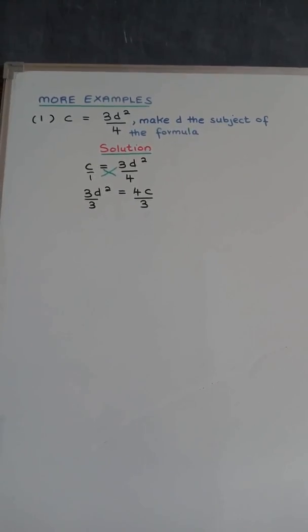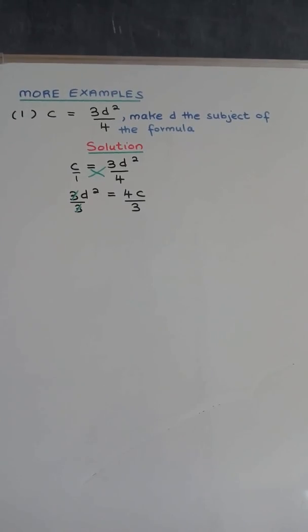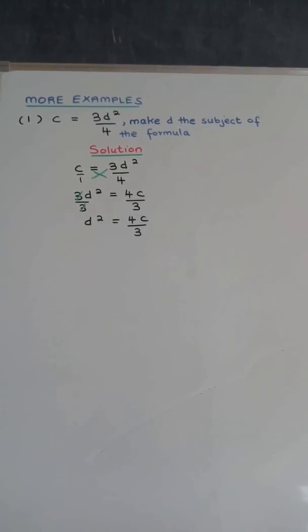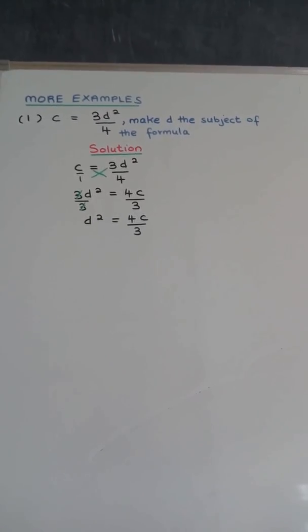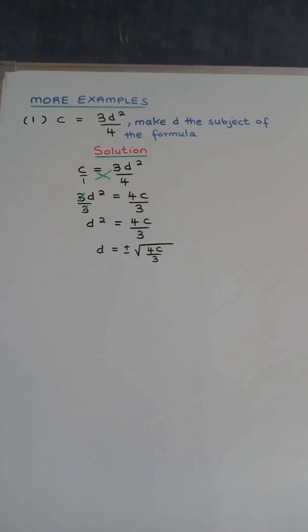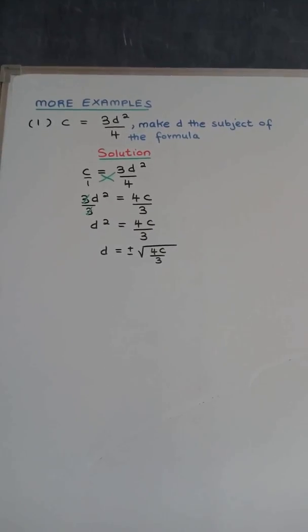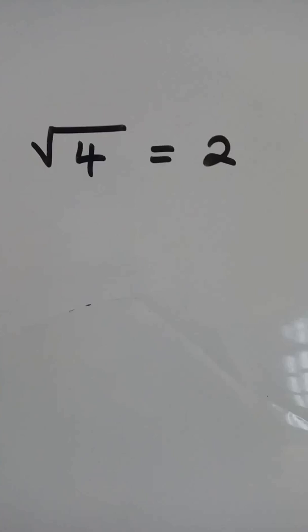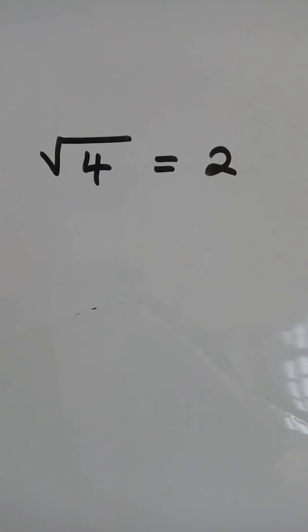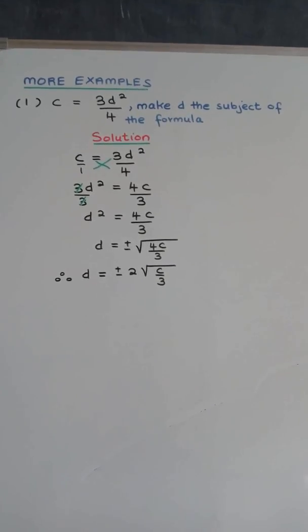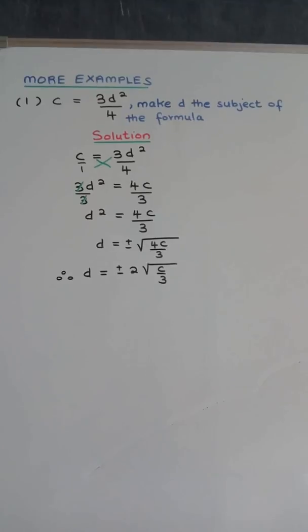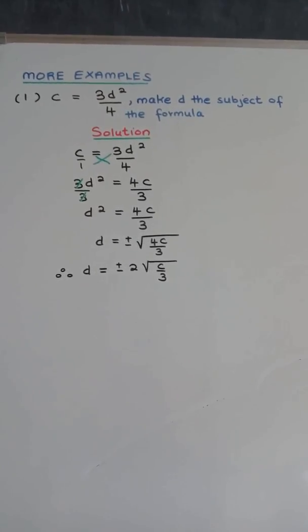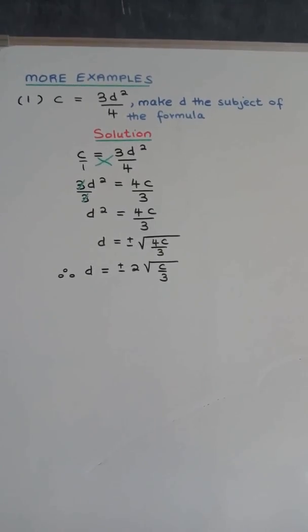Divide by 3 on both sides. 3 is going to cancel with 3. d squared is equal to 4c over 3. d is equal to plus or minus the square root of 4c over 3. Square root of 4 is equal to 2. Therefore, d is equal to plus or minus 2 times the square root of c over 3.